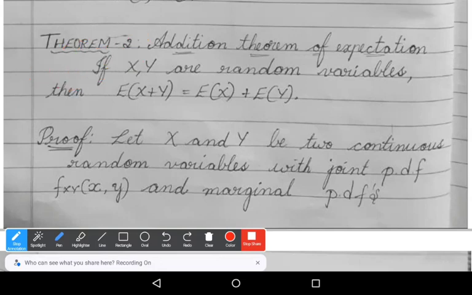You observe the statement: if capital X and Y are two random variables, then expectation of X plus Y is equal to expectation of X plus expectation of Y. Let us prove this statement.